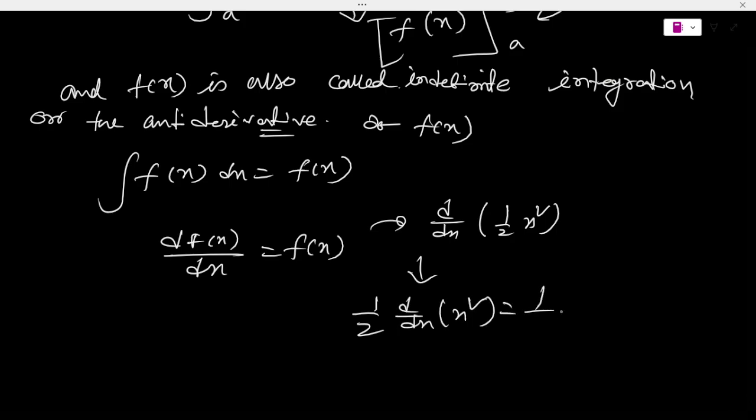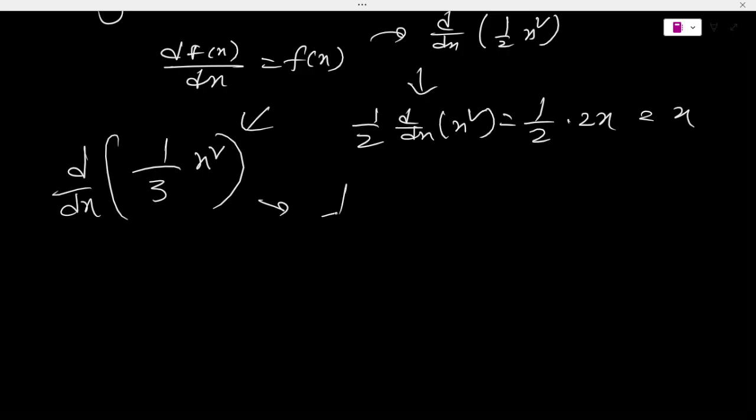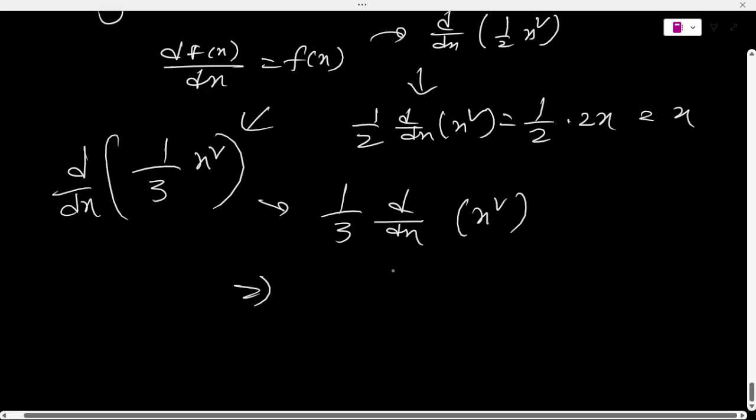So it will be, let's say, half into 2x, so it will be x that comes out. Or you can see it another way, let's say there's 1 by 3 x square, d dx of this. How will you do it? Definitely the 3 will come out, and d dx of x square will be 2x, so 2 by 3 x will be the ultimate answer. So things like this get deduced.